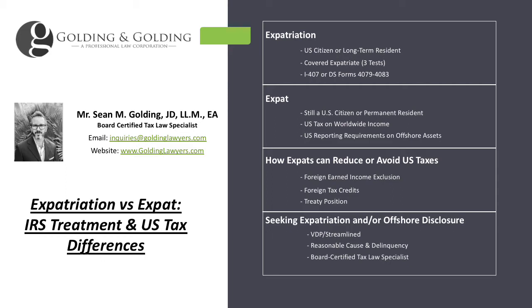So, expatriation is a formalized event in which a U.S. citizen or a lawful permanent resident who has been a lawful permanent resident for at least 8 of the last 15 years decides to formally relinquish their U.S. status. The way they do that, if they are a green card holder, is that typically they file an I-407, but there are some other ways to do it as well.